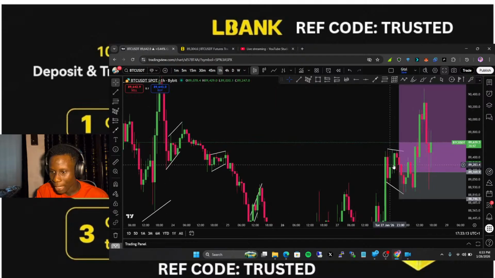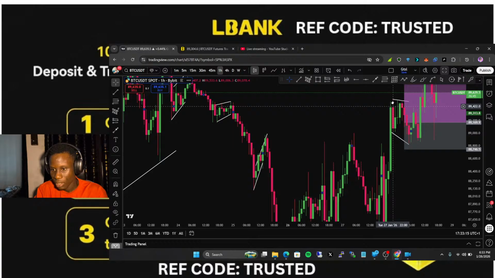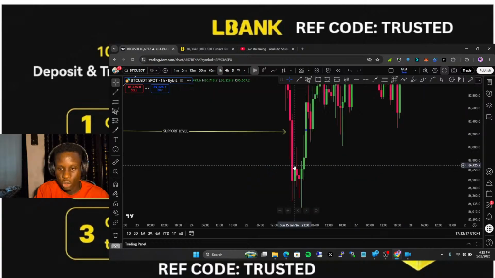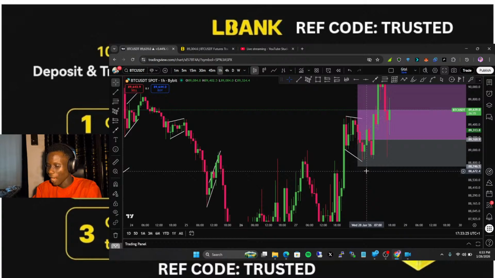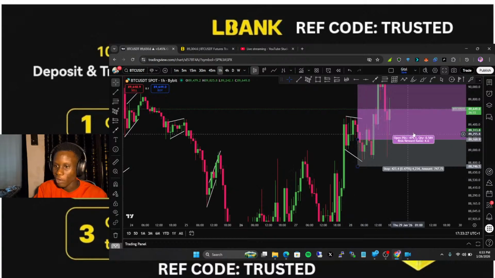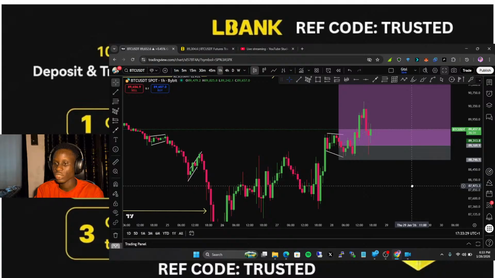This is where we can get in aggressively, and this is where you need to wait for confirmation. And the confirmation you are waiting for is the one that is going to give you an edge to get in aggressively, because this is a confirmation that this market is still going to the upside.